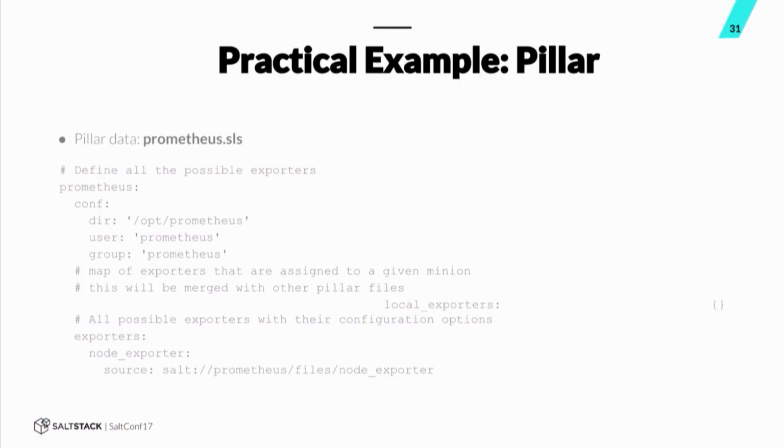So in the Prometheus one, something similar. There's a configuration layer, which specifies where Prometheus is going to be, what user, what group it is, and then a map here of what the exporters are. If you aren't familiar with Prometheus, exporters are basically just a service that runs on the box, which exposes metrics on a port. That's all it is. So this is just a map of, if you wanted this name, here's the source for it, and then some other various config options if they exist.